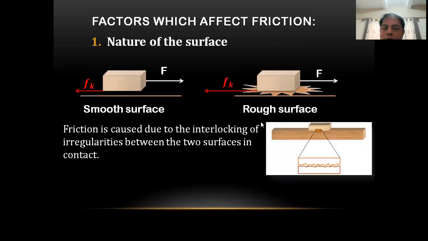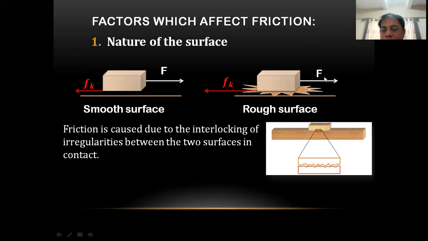Now, here are factors that we identified. We identified three of them, and they have a direct effect on the amount of friction that is present between surfaces that are in contact. So the first one that we identified is the nature of the surface. If the surface is made of rubber or if it's rough, then it will definitely create this frictional force.